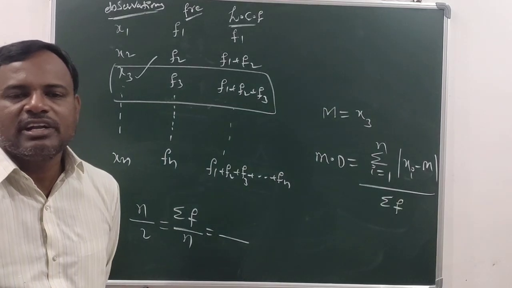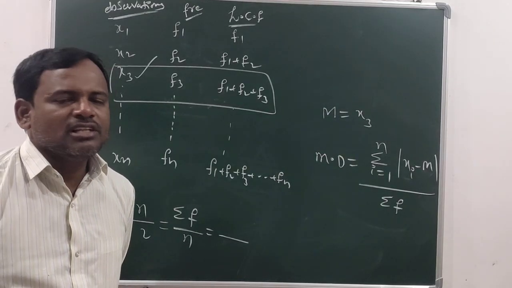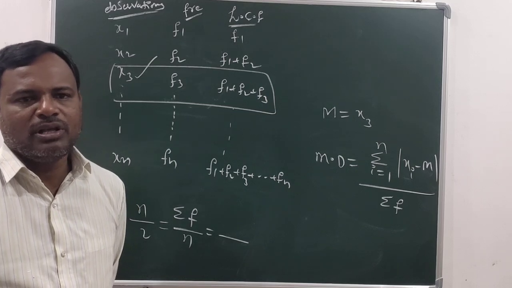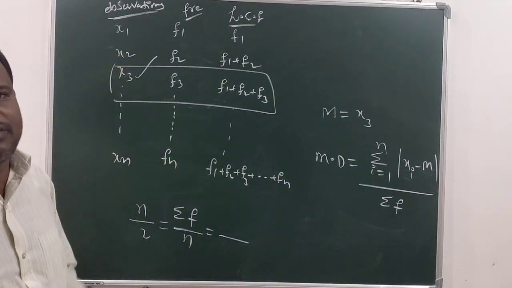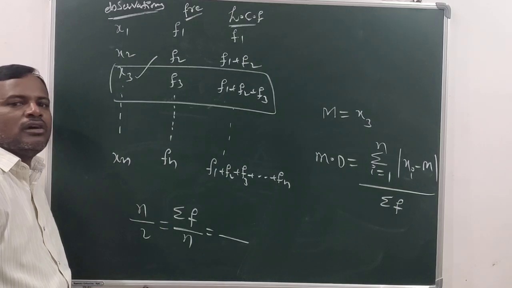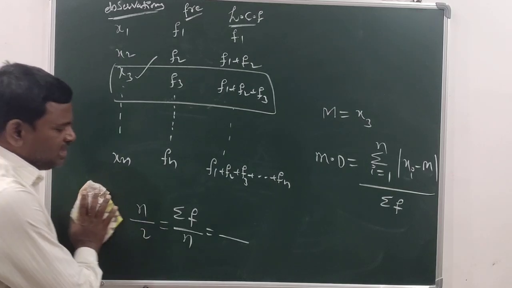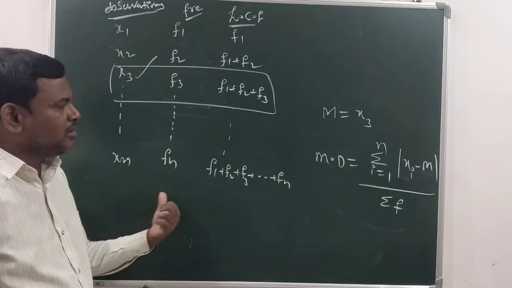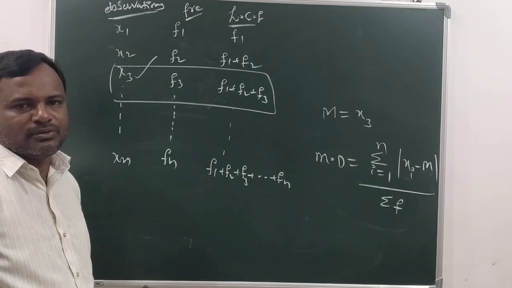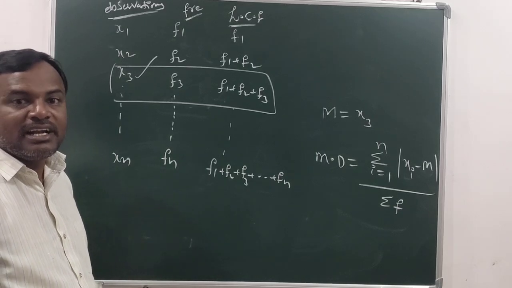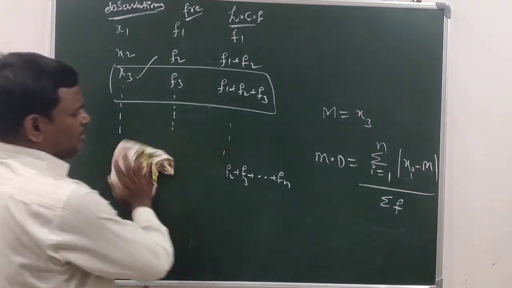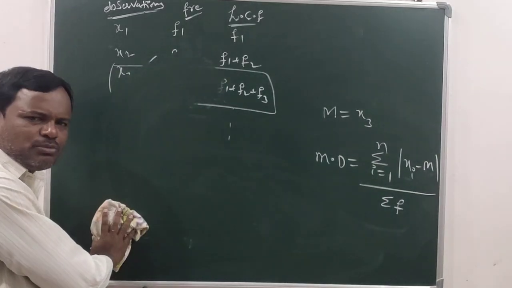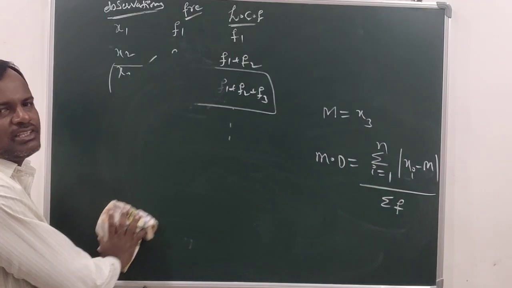What do we have to call this kind of data? This also comes under ungrouped data only, but along with observations, frequencies are given. Okay students, what do we have to call this one? Discrete frequency distribution. Discrete frequency distribution table. You can also call it like this.